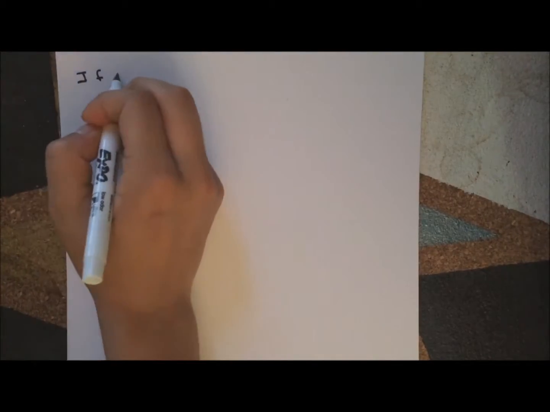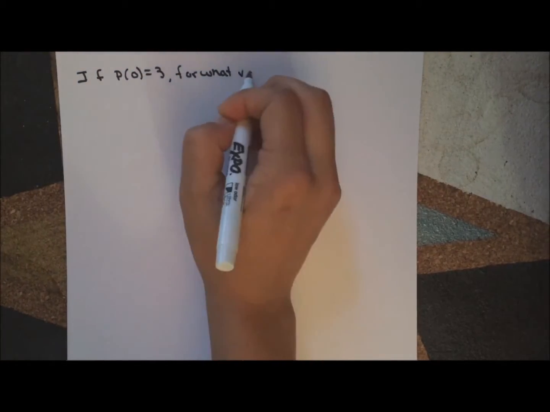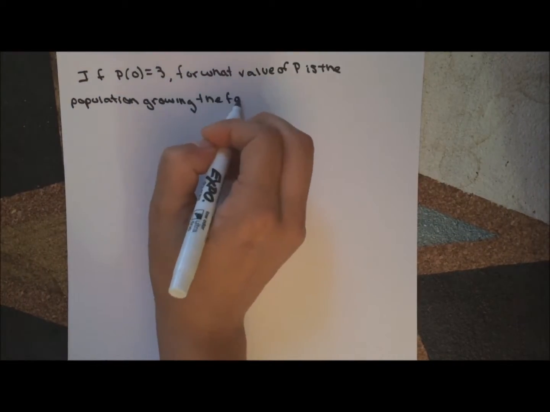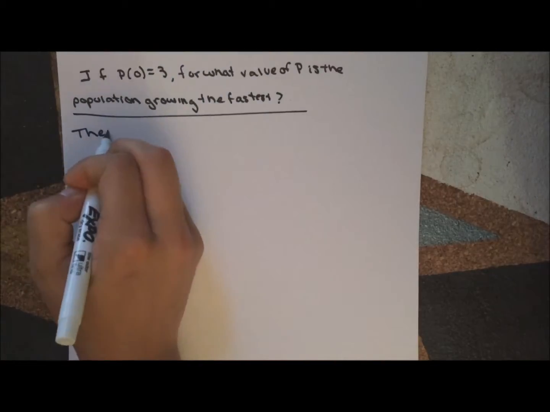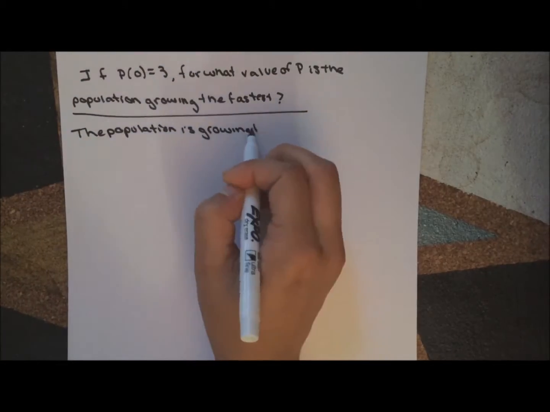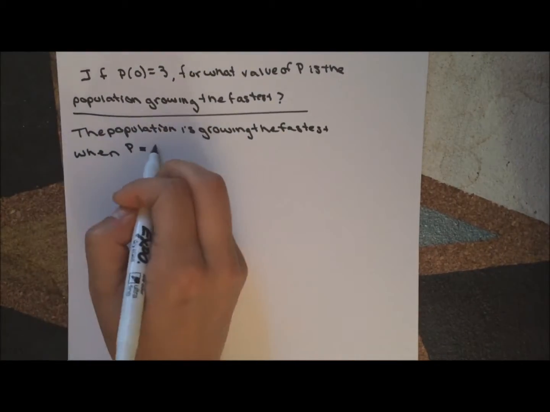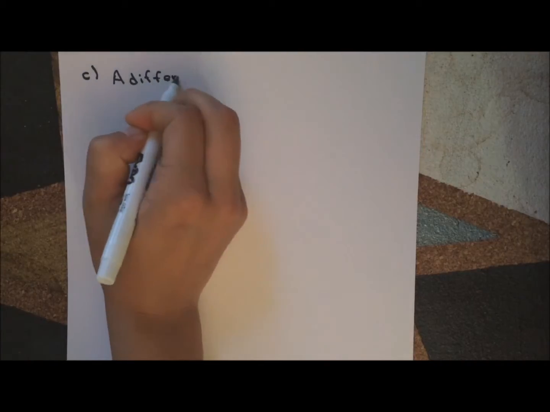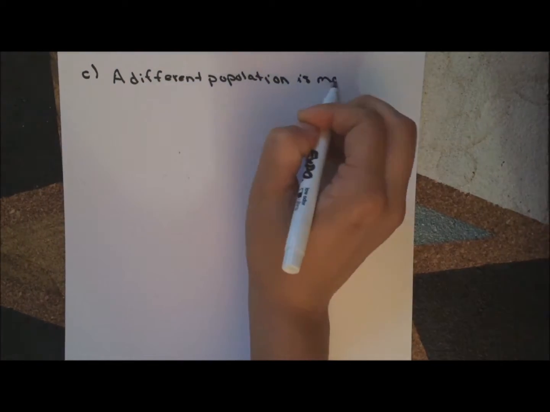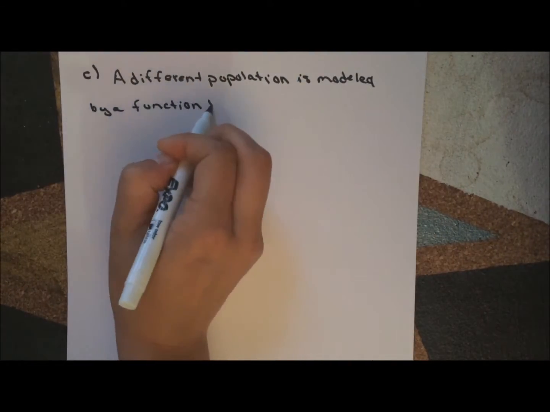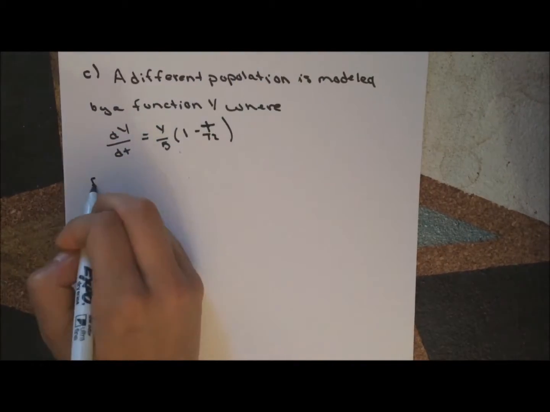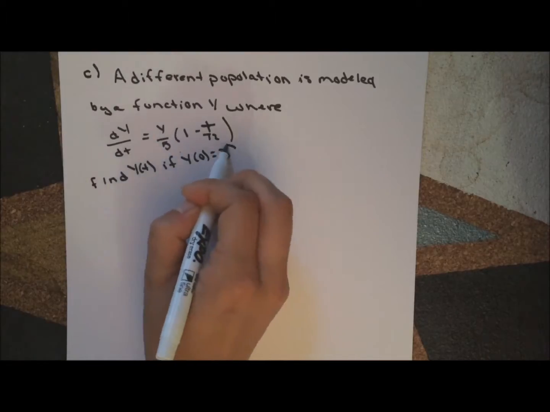For part B, we are asked, if P(0) = 3, for what value of P is the population growing the fastest? Well, the population would be growing the fastest when P equals 1/2 of L. Half of 12 is 6, so the answer is 6. In part C, a different population is modeled by a function y, where dy/dt = y/5 (1 - y/12). We are asked to find y(t) if y(0) = 3.